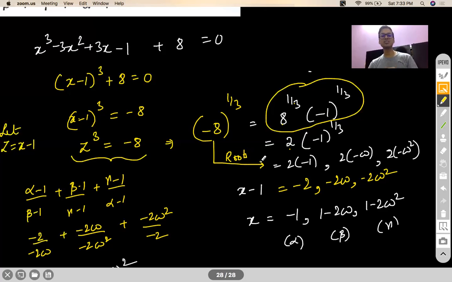But remember, this was the z value. Z was x minus 1. So x will be, just add a 1 to each one of these terms. And call them alpha, beta, gamma. Place it over here. Simplify. Your answer is there.